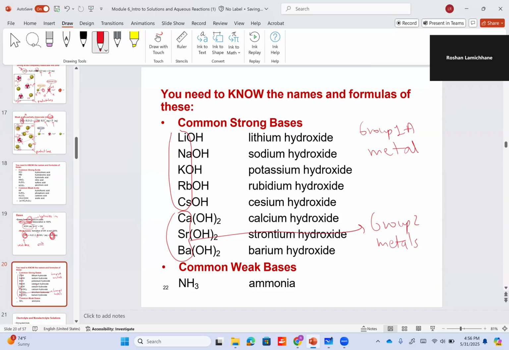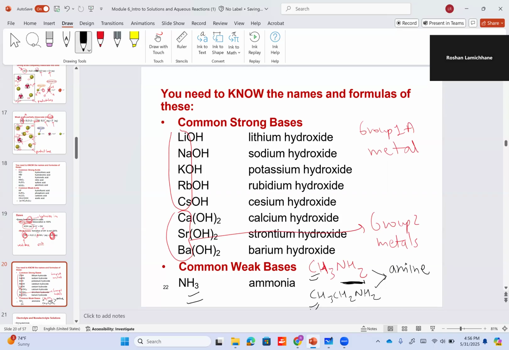And finally, your weak bases. Ammonia is an example. I'm going to write down a couple of other examples as well: CH3NH2. If you look at this formula, it's pretty similar to the NH3 formula, right? NH2 is here as well. So this class of bases is called amines, A-M-I-N-E, in organic chemistry, and these are considered your weak bases. So be comfortable with these three weak bases in this course.